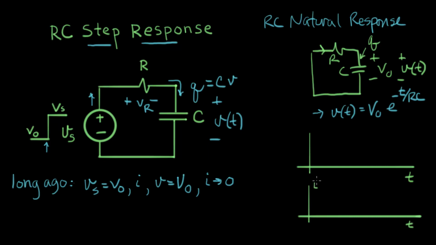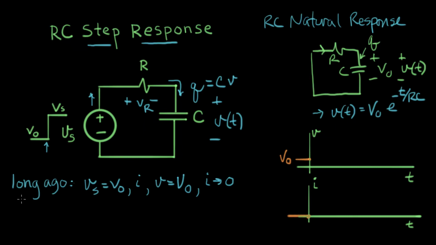And we'll make this I and this V. And so we decided a long time ago, V was V naught. And the current, we decided, was 0. So I can put that on there like that. So that's our long time ago.